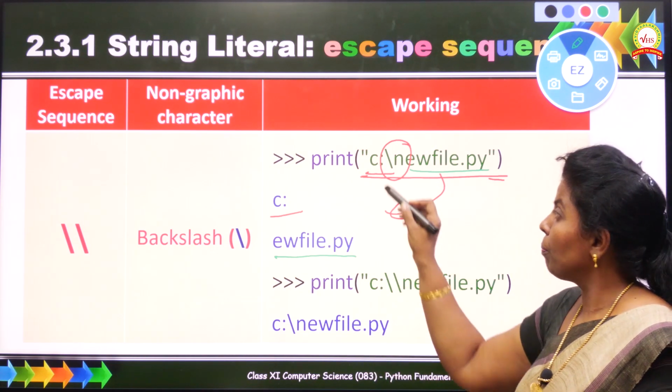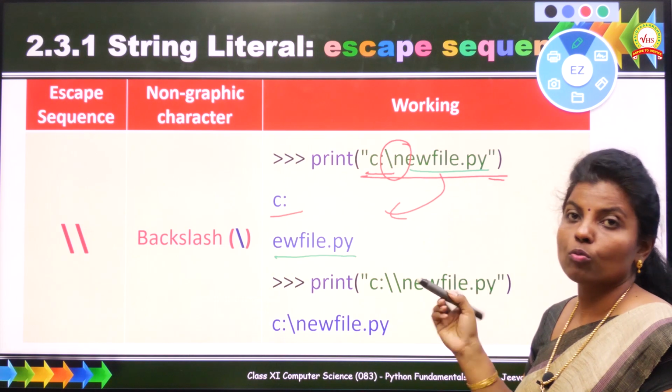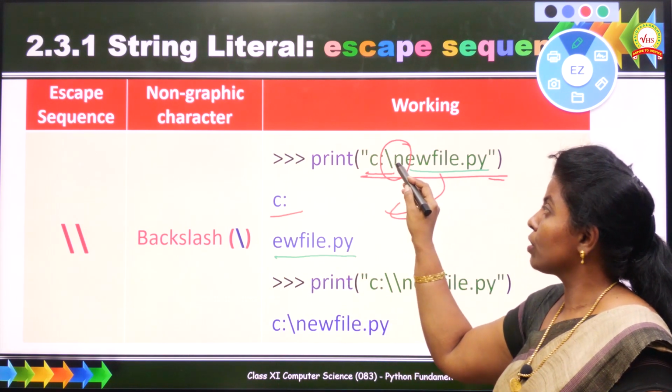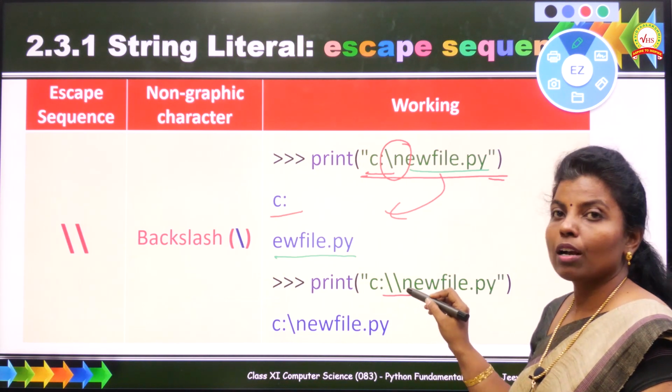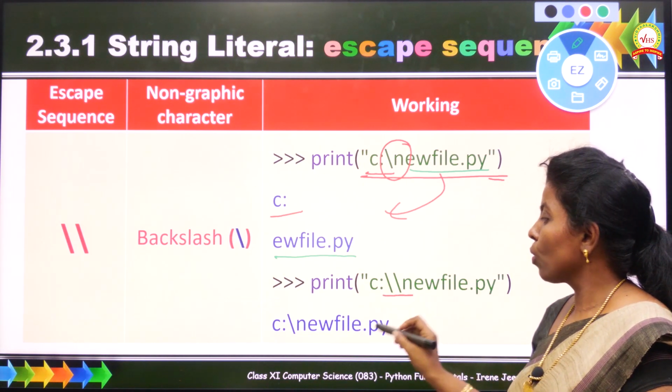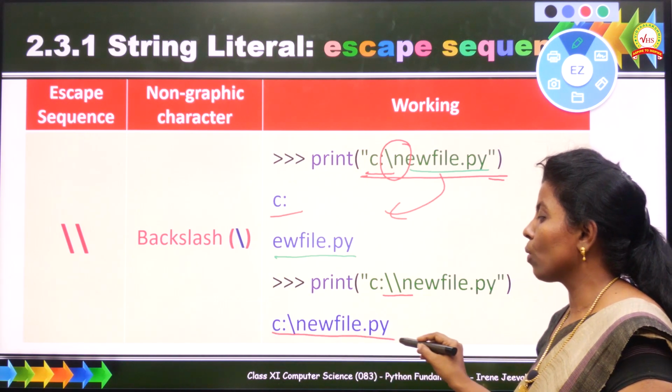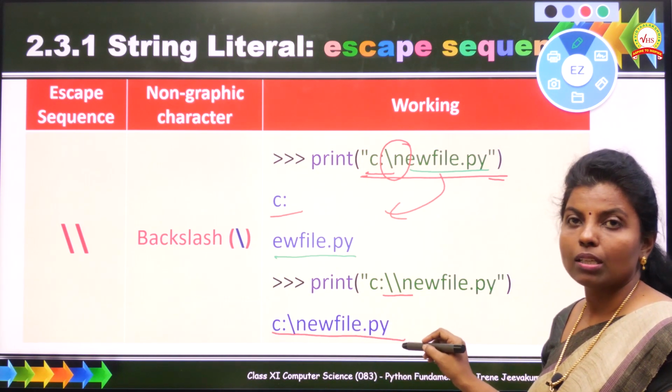But if I want to print this path name as it is, what should I do? In place of this single backslash, I have to use a double backslash. I have used the double backslash over here. So I have got the answer as C:\new file dot py.